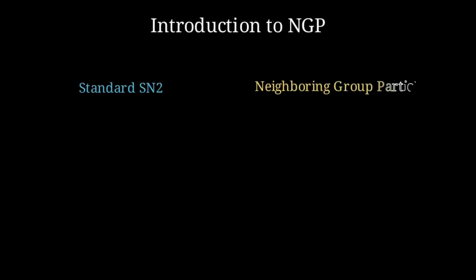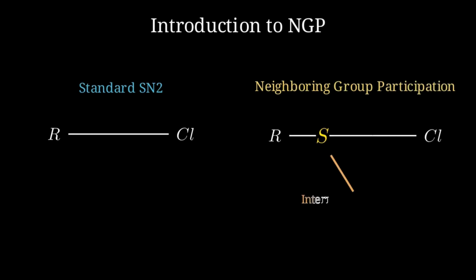In organic chemistry, some reactions happen much faster than expected. This phenomenon is called neighboring group participation, or NGP. Today, we will explore how sulfur atoms in halothioethers act as internal nucleophiles to accelerate reaction kinetics through a two-step mechanism.